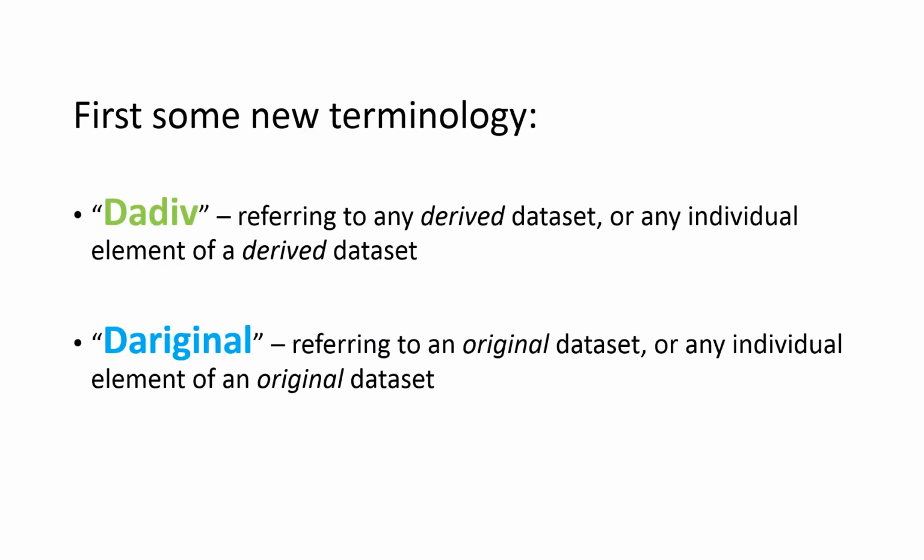First, some new terminology. A dative refers to any derived dataset or any individual element of a derived dataset, and is to be distinguished from a deriginal, which refers to any original dataset or an individual element of an original dataset.